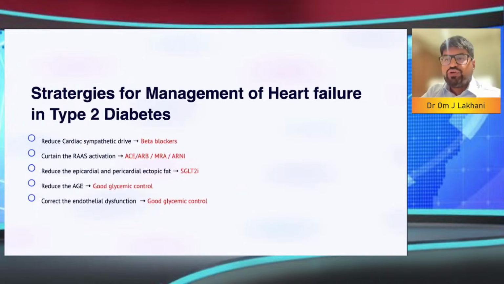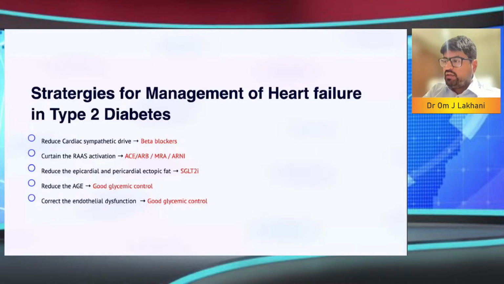Okay, so what could we do for each of these? To reduce the cardiac sympathetic drive, you could use beta blockers, and a very good beta blocker to use in such a situation is carvedilol, right? We know carvedilol is an ideal beta blocker to be used in patients with diabetes and heart failure.